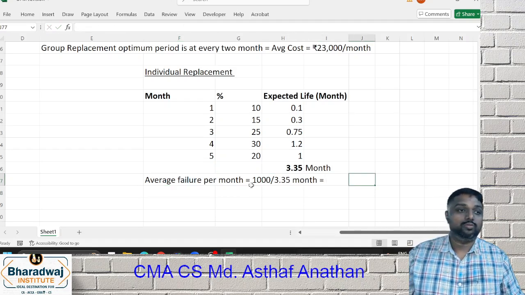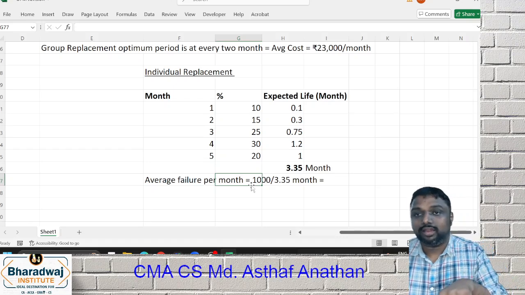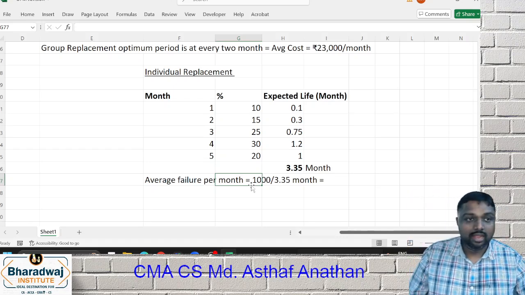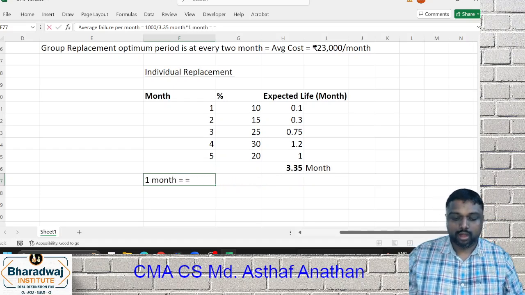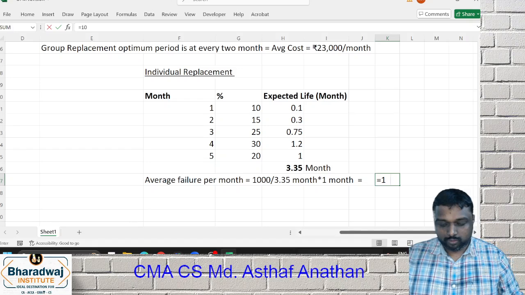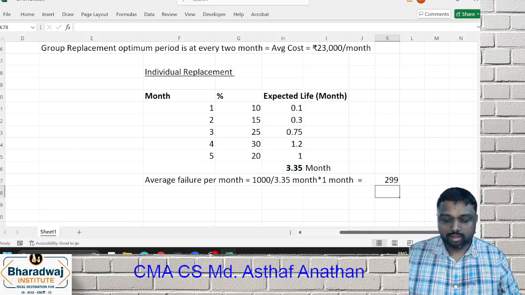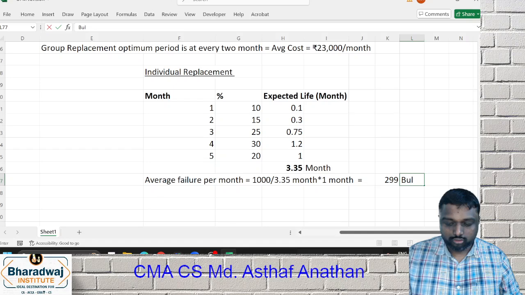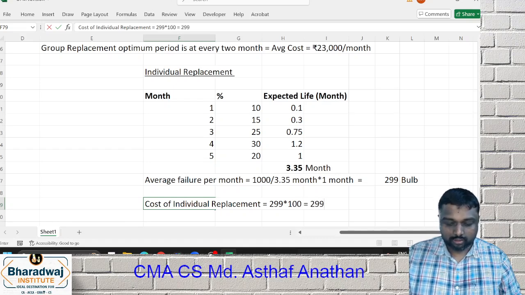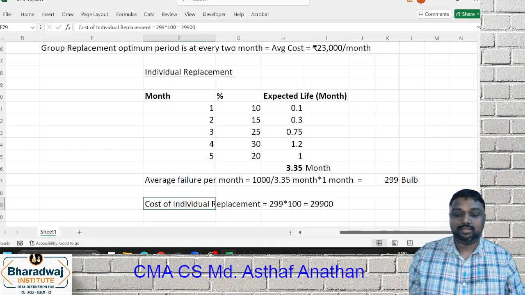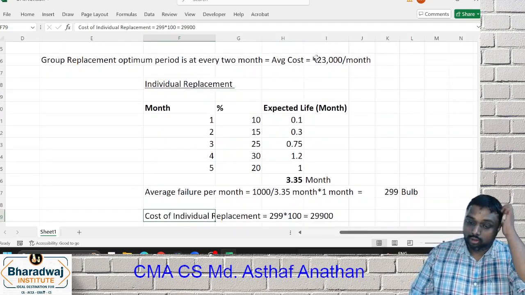So what is for 1 month? 1000 is for 3.35. What is for 1 month? Logic clear? So what will come? 299. Now you can go for the cost of this. You have to change as it is. Individual replacement 299 into 100, 29,900. Now tell me my dear friends, is 29,900 best or 23,000 best?